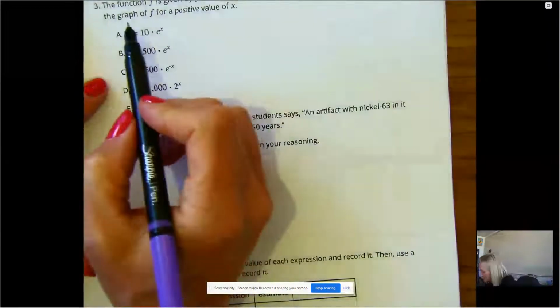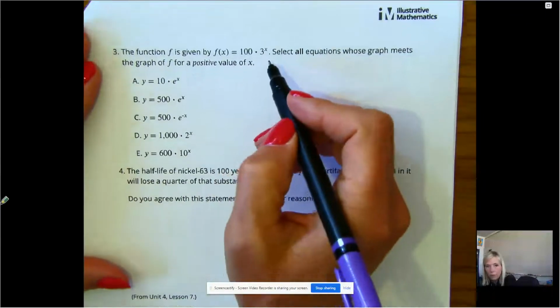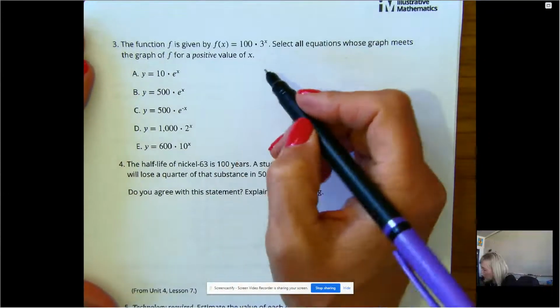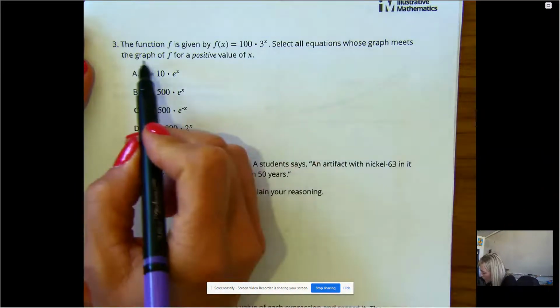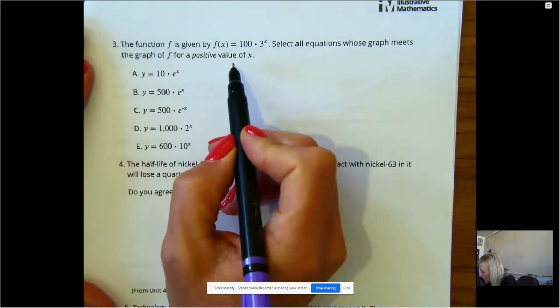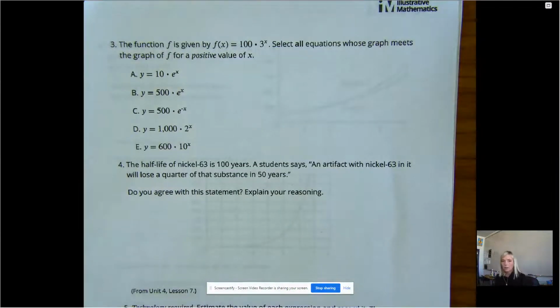Okay, so next, the function f is given by f of x equals 100 times 3 to the x. Select all equations whose graph meets the graph of f for a positive value of x. All right, let's do that.